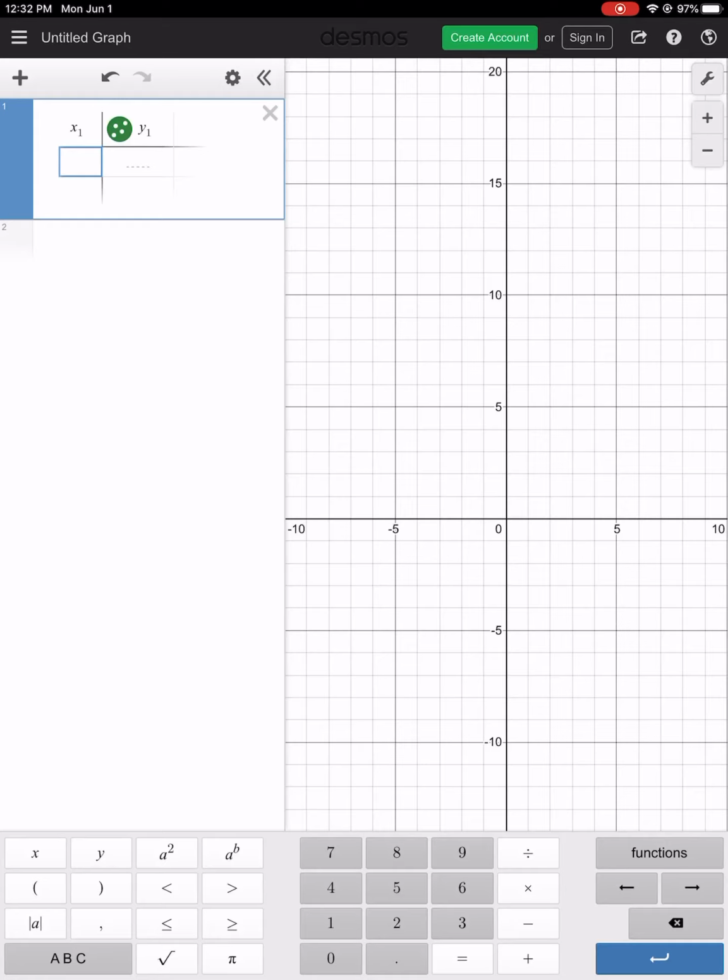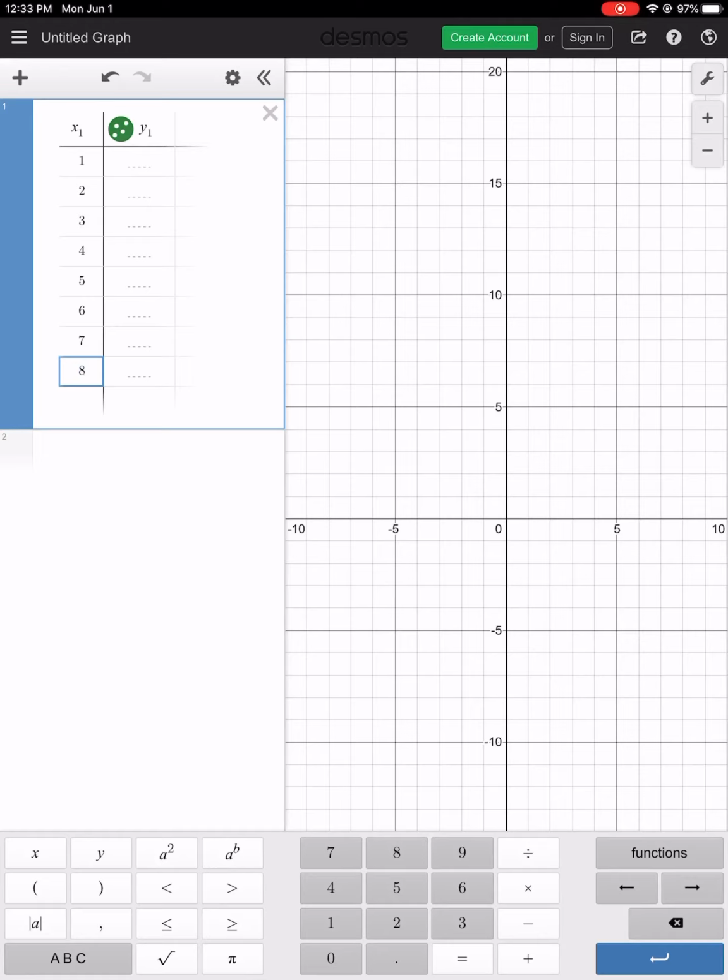Now you want to input your data. The X column will be age, so that's going to be 1, 2, 3, 4, 5, 6, 7, and 8. And then the Y column is going to be the height. So we've got 70 and 82 and 93 and 98 and 106 and 118 and 127 and 135. Now when I look at my graph, I can see that I can't actually see the points.